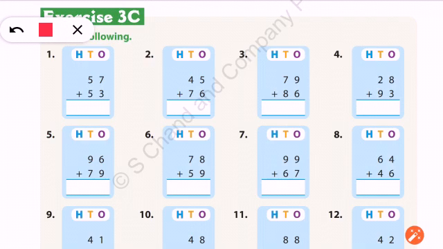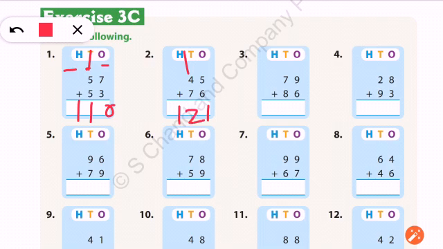Now see here ones place, tens place and 100 place can also come. Okay. See 7 plus 3 is 10. Okay. 1 carry. 5 plus 5 will be 10 and 1 is 11. So now 100 place has also come 1. So the answer is 110. Okay. Now next question, 5 plus 6 is 11 and 4 plus 7 plus 1 is how much? 12. Okay.